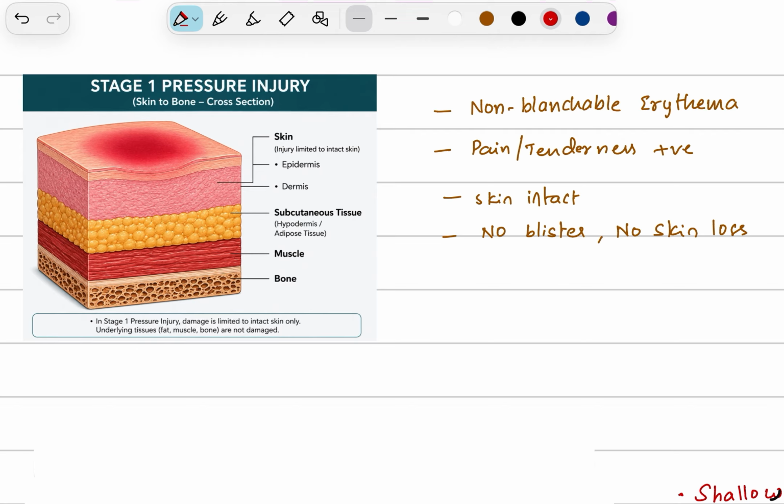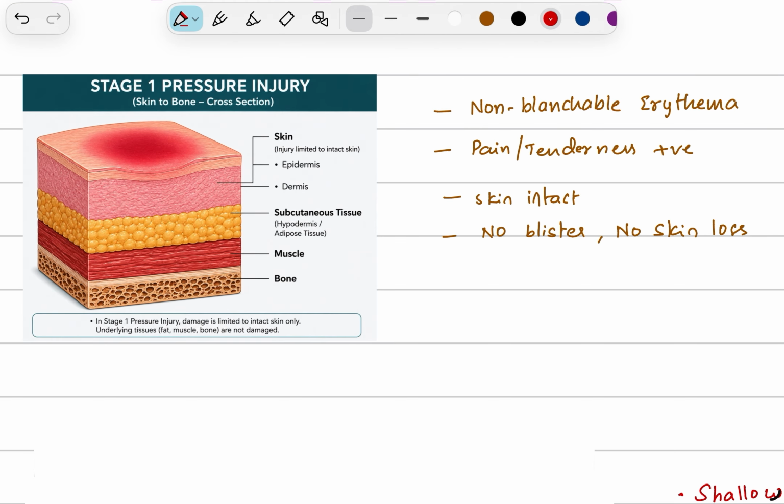Clear? Second stage, epidermis is injured and dermis is exposed. One scenario. Another scenario, if it is a blister, and in the blister there is some serum filled in it. Okay, that is the second stage. Are you understanding? Yes. Third stage is epidermis also injured, dermis also injured, subcutaneous fat is exposed. Okay, then it is called the third stage. Do you understand this one?